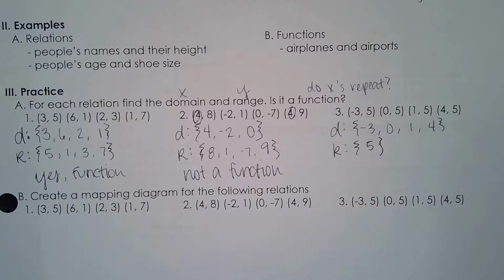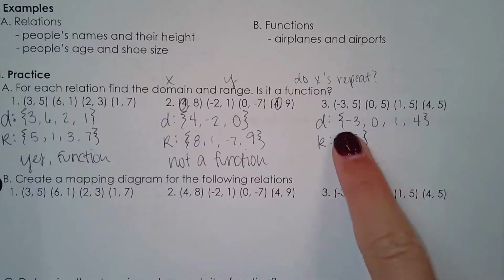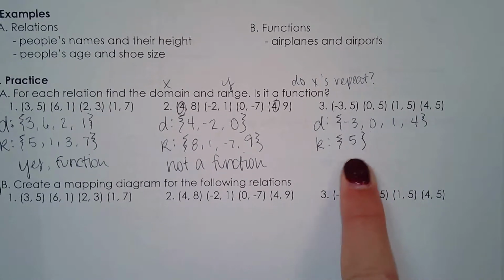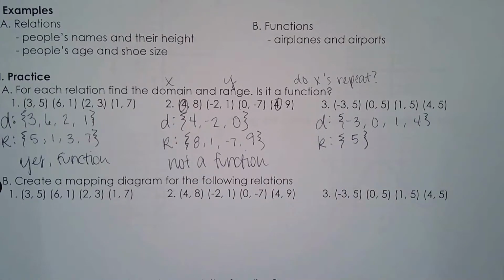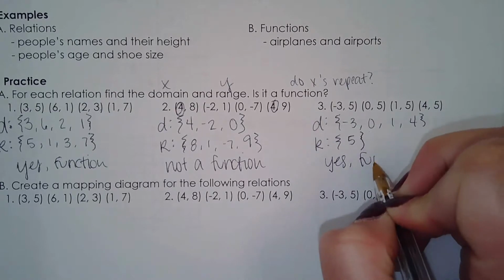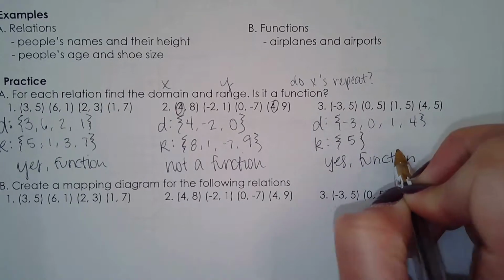Range is Y. But they all go to the same y value, right? So can you have 4 different airplanes all going to the same airport? You can. So that's why this is okay to be a function. Does that make sense? So x's cannot repeat, but y's can. Yeah, that's what I was trying to say. I figured that's where you were going.